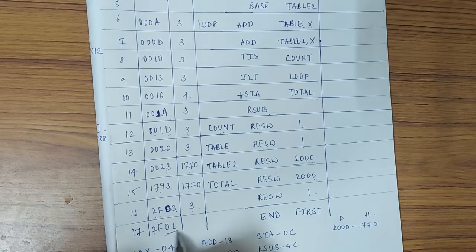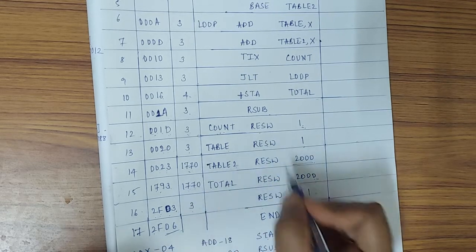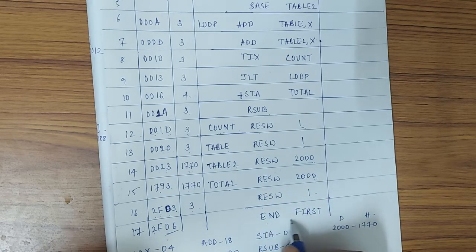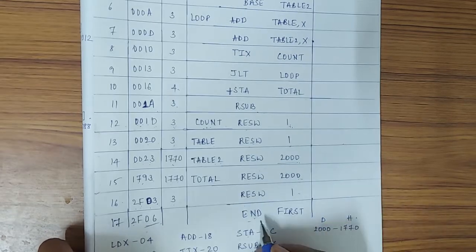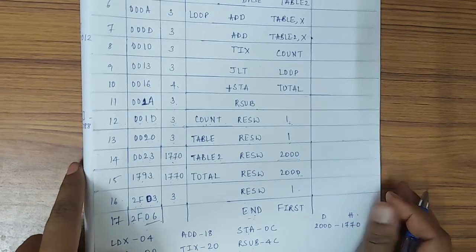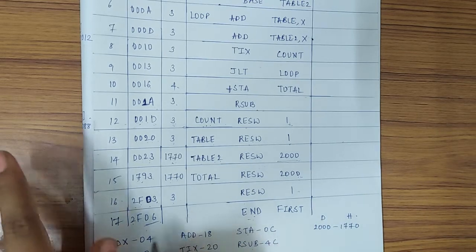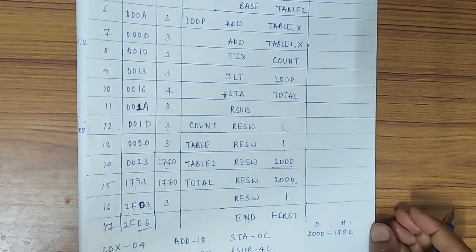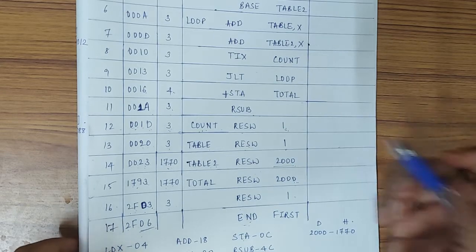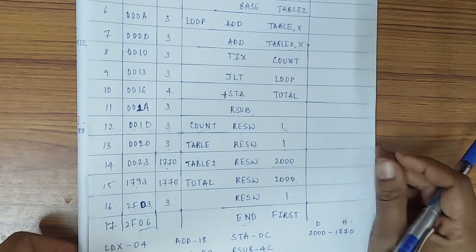So this is the last address of this program. Okay, there is no need to mention anything for this because it is an assembly directive. END is an assembly directive, right? There is no need for us to generate object code, and it doesn't occupy any location in the memory. So this is how we are going to write the location counter table.